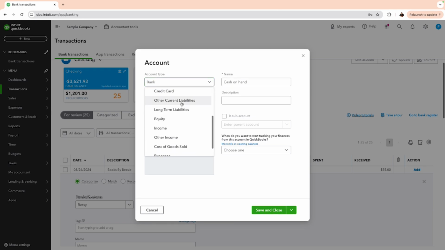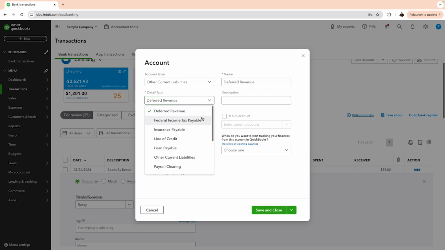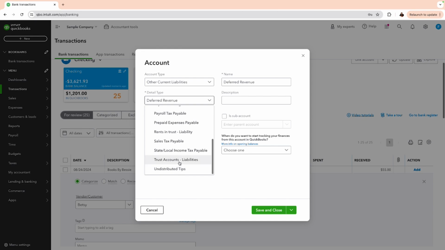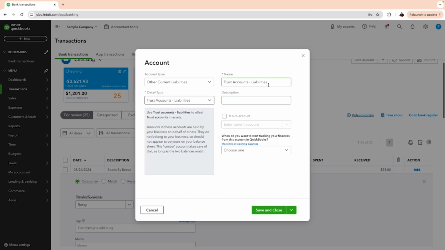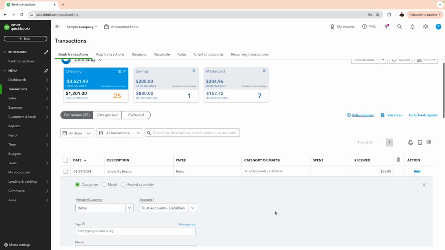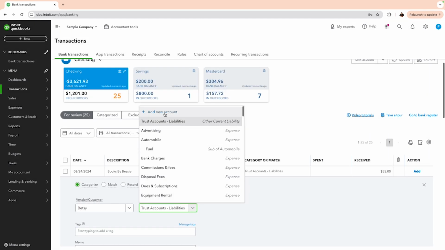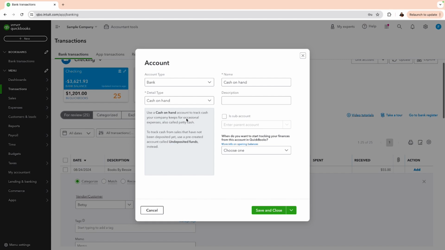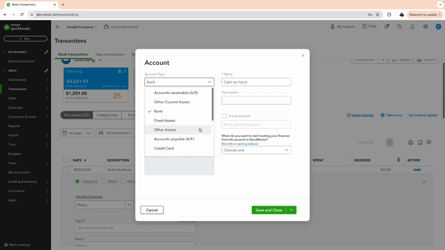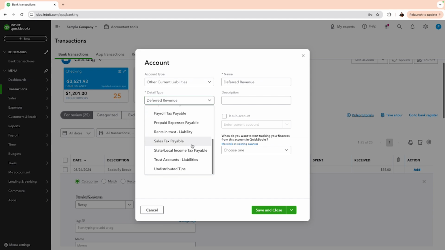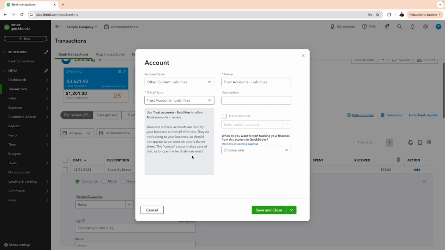So, other current liability, and in QuickBooks, if you scroll down, you're going to have trust account liabilities. Now you want to have a main trust account liability, which is the parent, and you want to have all the sub accounts from that trust account liability for each individual client. So short-term trust. I'm just creating those accounts right from here, but of course you can create them from the chart of accounts.